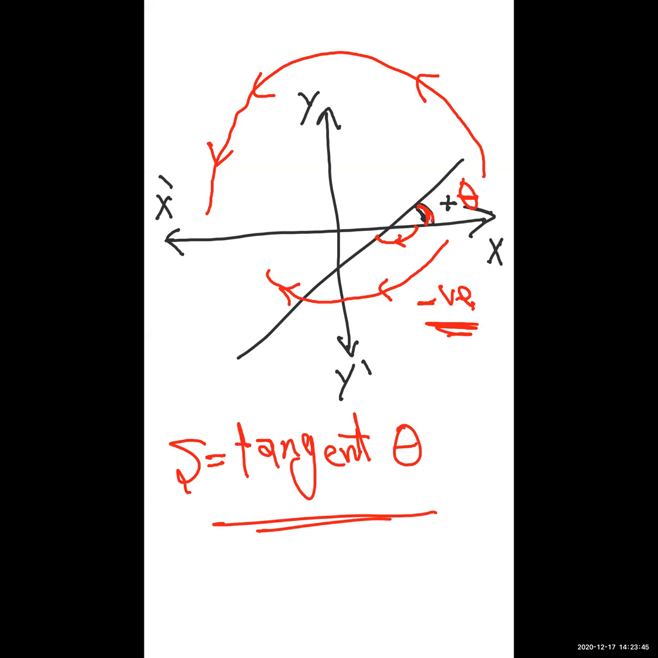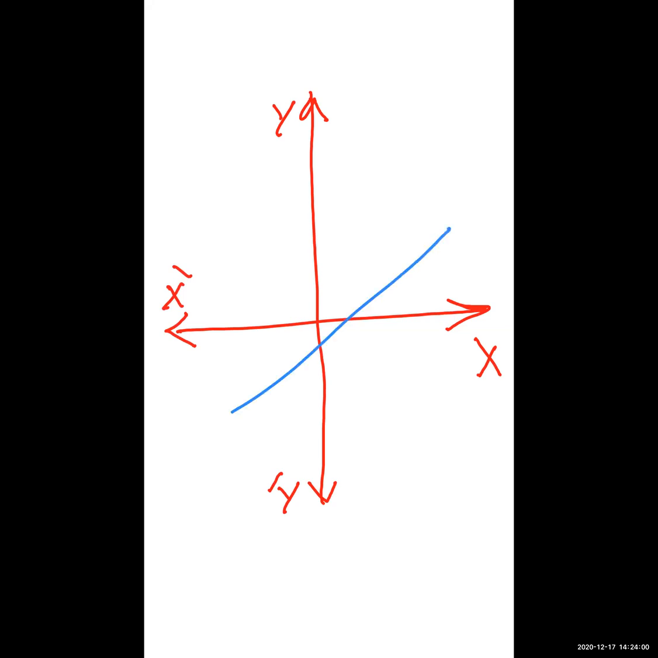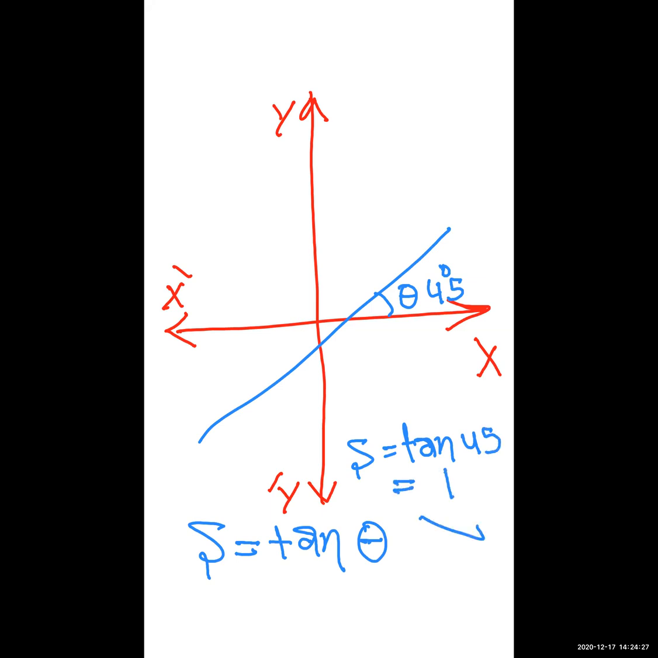Now if there is one example like this, x, y plane, and this one is y dash, and this one is x dash. If there is a straight line like this, this one is theta. So simply the slope will equal tan theta. For example, if it's 45 degrees, the slope will equal tan 45, which equals 1. Is it clear till now? Yes. Okay, great.